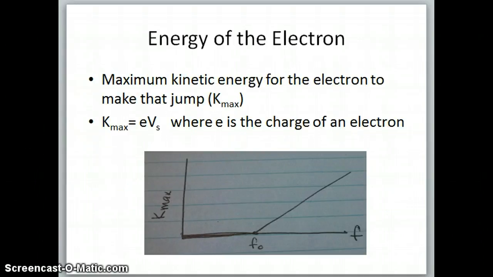So the energy of the electron. We want the maximum kinetic energy for the electron to make that jump. And that is the charge of the electron multiplied by the stopping potential. So when we graph this, you have your Kmax against your frequency. This right here is the threshold frequency of the material. So as you can see, there's no energy if the frequency of the light is less than the threshold frequency of that metal. Once we hit that frequency, the maximum kinetic energy goes up linearly.